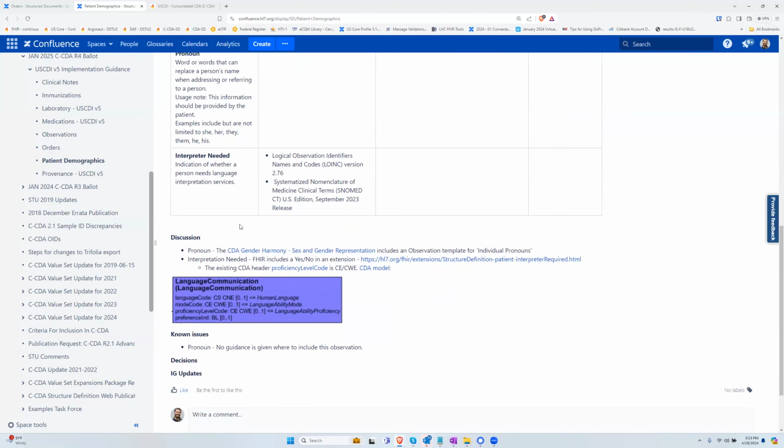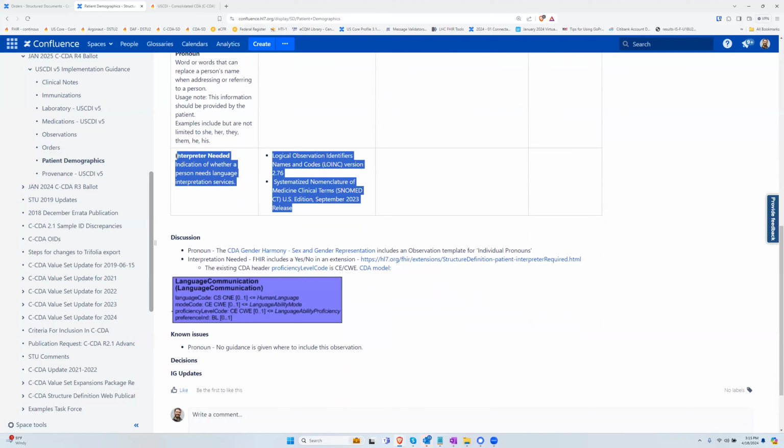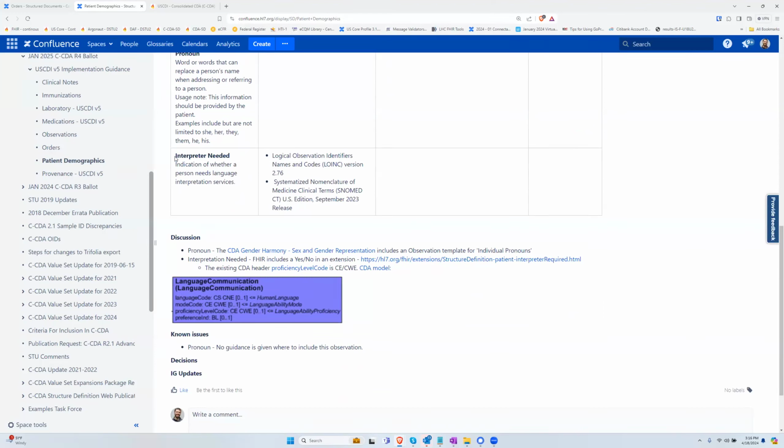And then I'm also curious, for folks today, is anyone communicating interpreter needed in their CDA documents? Inside language communication, there's a proficiency level, which is CE, CWE, but there's not an explicit interpreter needed there today. I kind of fought back against this until I realized that everyone collects this as a Boolean flag, but I've never understood that. Why do you have interpreter needed?